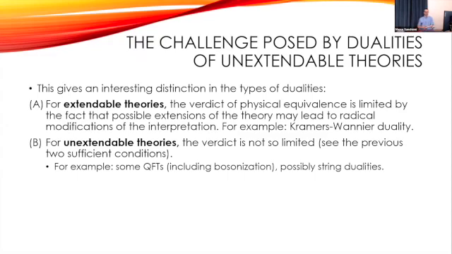So dualities then give us an interesting distinction, or rather, the distinction that we have made for the interpretation of duality apparently gives us two different kinds of dualities. On the one hand, we have extendable theories, where the verdict of physical equivalence is quite limited by the fact that we have these extensions that may lead us to change the interpretation of the theory. And on the other hand, we have unextendable theories, where the verdict is not limited in this way, because we know, or we have a good argument, that our interpretation will be robust against those extensions. An example of that is some quantum field theories, including bosonization, and possibly string dualities are of that kind.